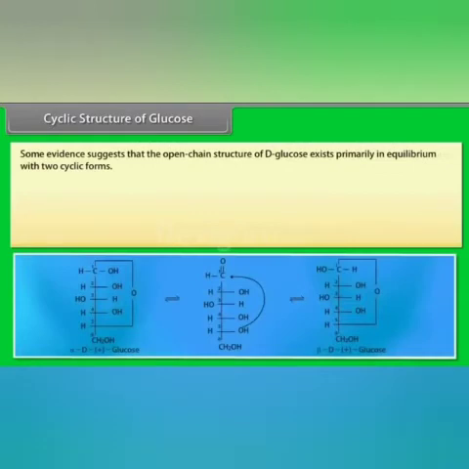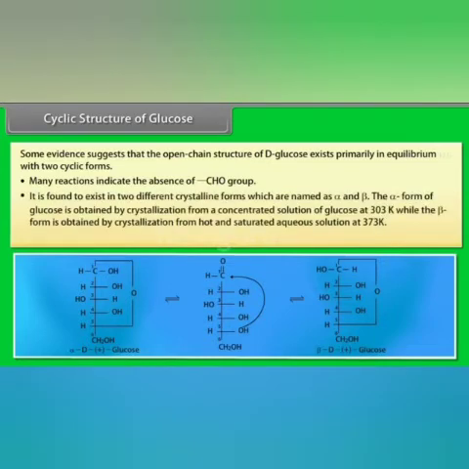Cyclic structure of glucose. Some evidence suggests that the open chain structure of D-glucose exists primarily in equilibrium with two cyclic forms. Many reactions indicate the absence of the CHO group. It is found to exist in two different crystalline forms, which are named alpha and beta. The alpha form of glucose is obtained by crystallization from a concentrated solution of glucose at 303 Kelvin, while the beta form is obtained by crystallization from a hot and saturated aqueous solution at 373 Kelvin.